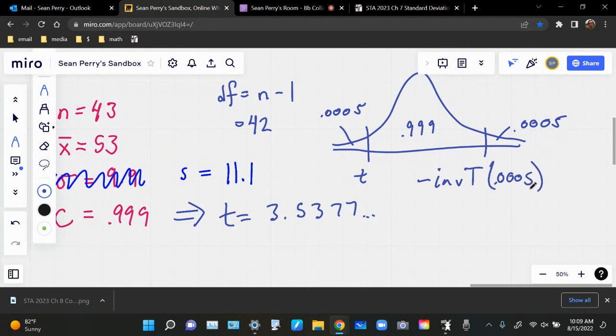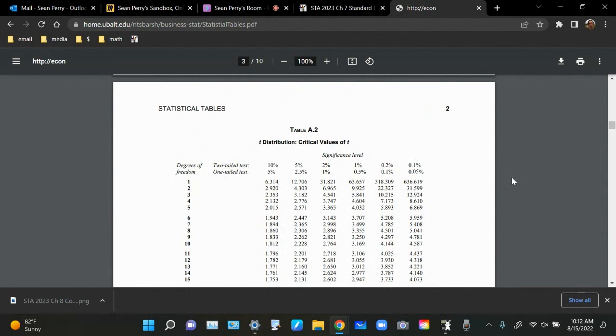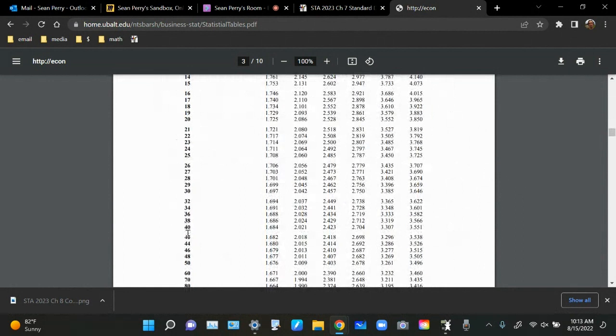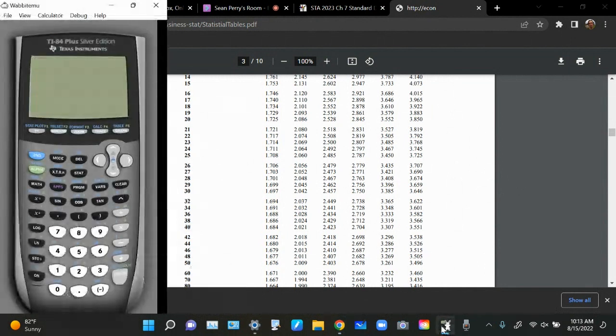you would have to go to a table. So here I have a t-chart that I looked up on the internet because the one in the book didn't go down to the right level. We needed only 0.05% in each tail. Scrolling down to a degree of freedom equal to 42, or n-1, we have 3.538 given as the t-score. Again, you can get these directly off of the calculator, but only if you have a 84 or better.